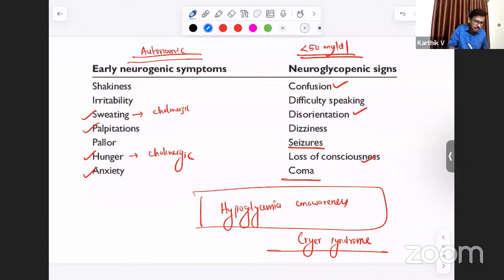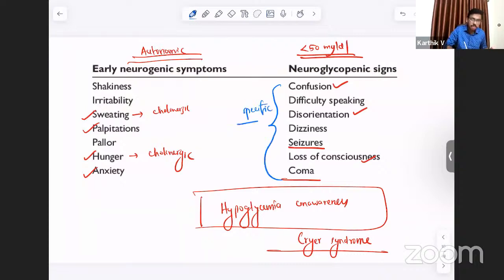And of these, which is more specific for hypoglycemia? It should be neuroglycopenic symptoms. So if a patient reports loss of consciousness or seizures during such episodes, then the positive predictive value, or the likelihood of that episode being due to hypoglycemia, is very high. Whereas if the patient just reports palpitation, fatigue and irritability, then it could be due to umpteen number of causes, and that is not specific for hypoglycemia. So from history, you should specifically ask for the presence of any neuroglycopenic symptoms.